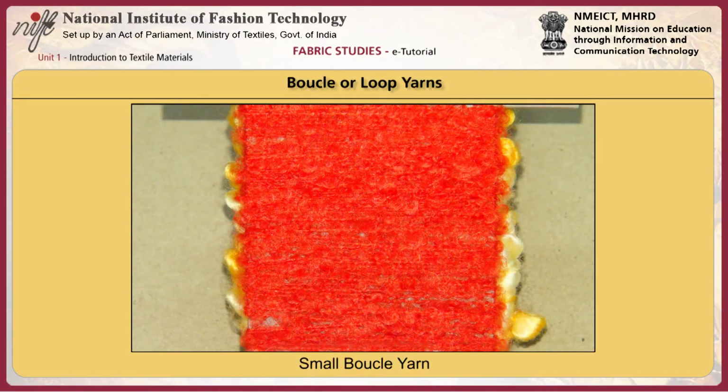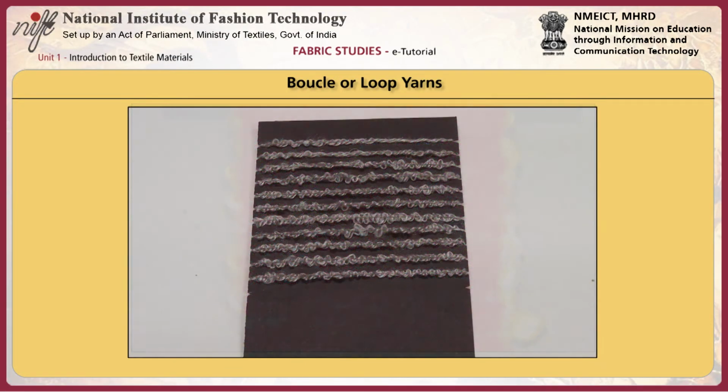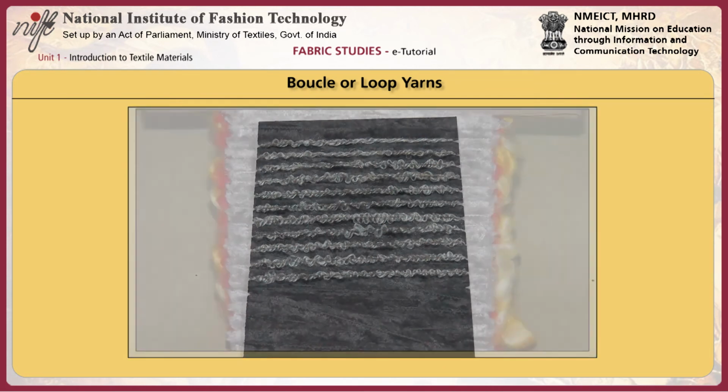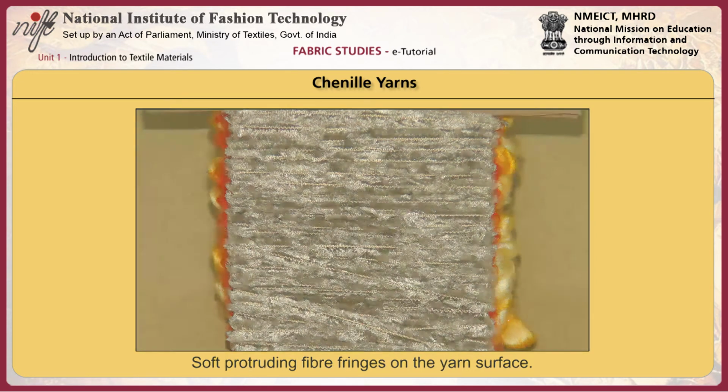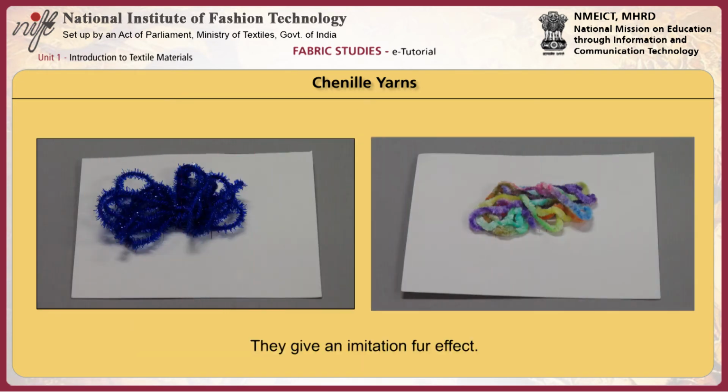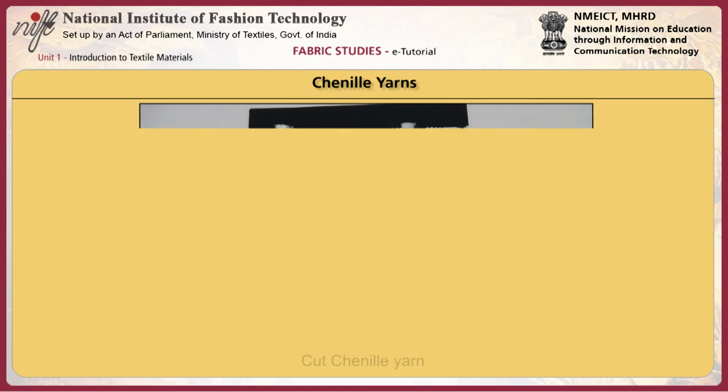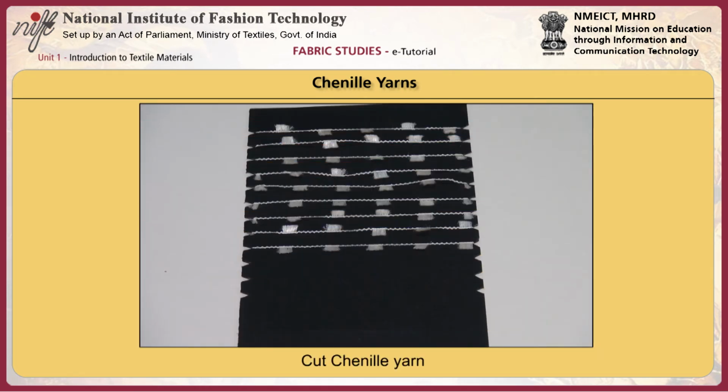This is a small bouclé yarn. This is another example of bouclé yarn. Chenille yarn has soft protruding fiber fringes on the yarn surface. They are used in furnishing and apparel. This is cut chenille yarn.